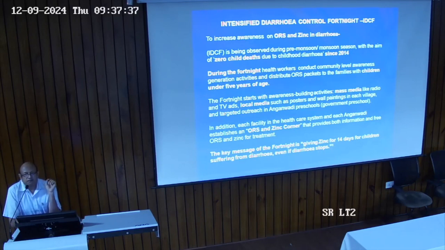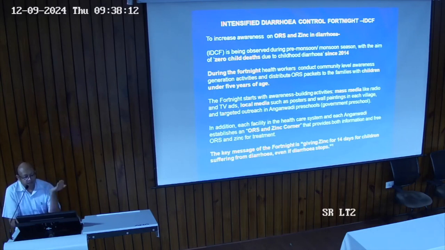Since 2014 this program has been running, and during the fortnight, that is a period of 14 days, they target children under 5 years of age, because village children play in the mud, grow up there, and even play with cow dung cakes. Therefore they are very prone to diarrheal infections, and to curb diarrhea, this under-5 age group has been targeted by the national program.